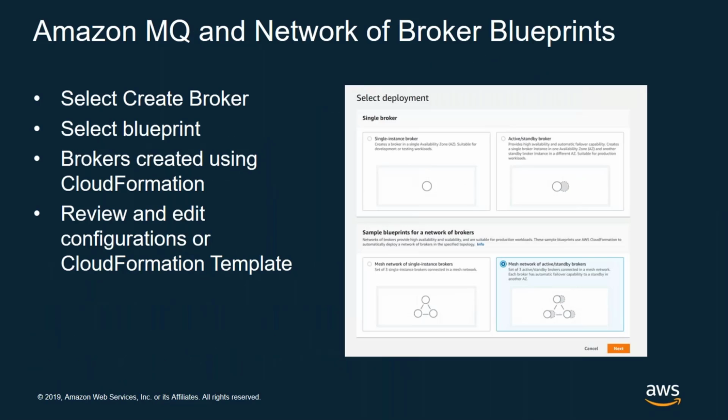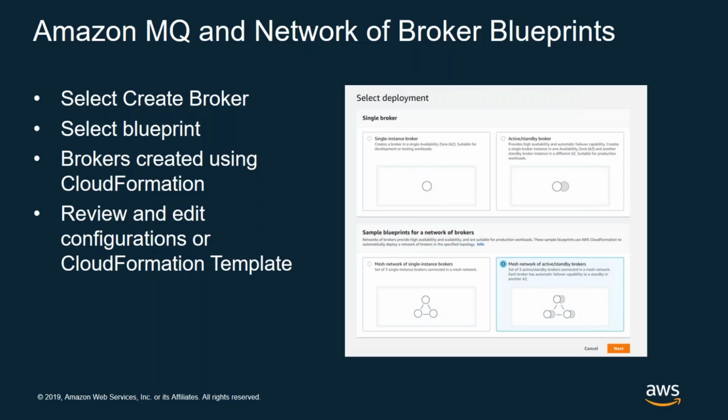So there are many configurations, as I said, for network of brokers. There are different topologies, different things to set up. Amazon MQ makes it easier for you to set these up with the concept of blueprints. In the Amazon MQ console, when you select create a broker, you're given the choice of creating a single broker, active standby pair, or several network of brokers configurations.